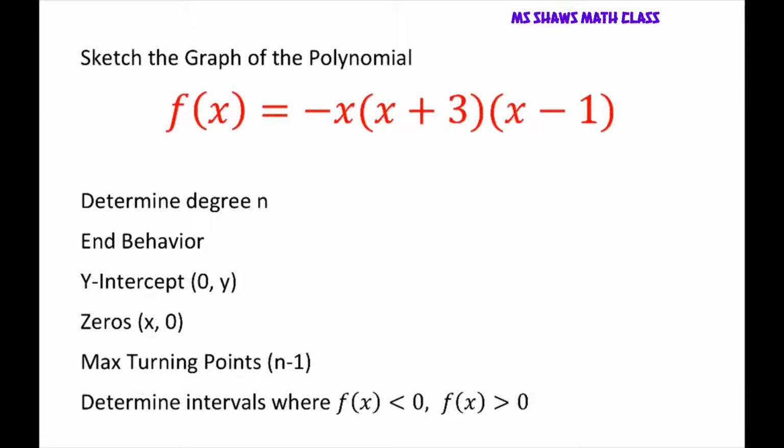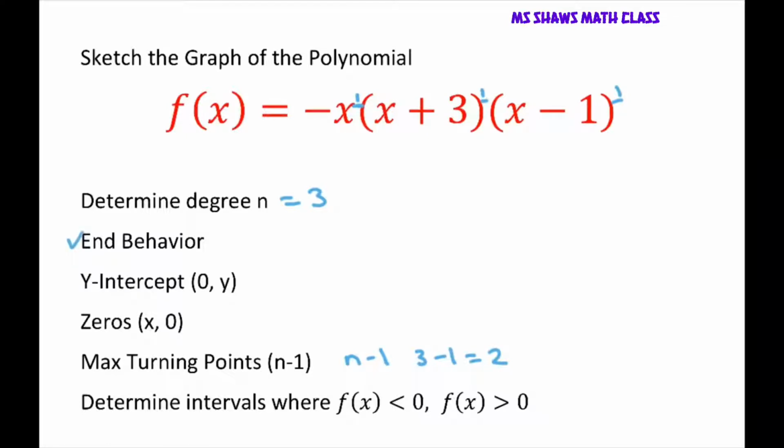Since this is not in standard form, we're just going to add up each piece of the factors we have here. So just add that up. This is to the first power, first power, first power. You add up these three, you get n equals 3. Our maximum turning points is n minus 1, which is 3 minus 1, which equals 2.